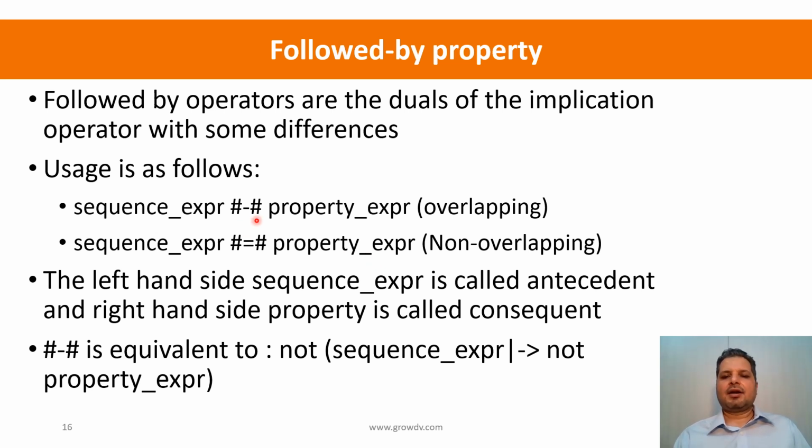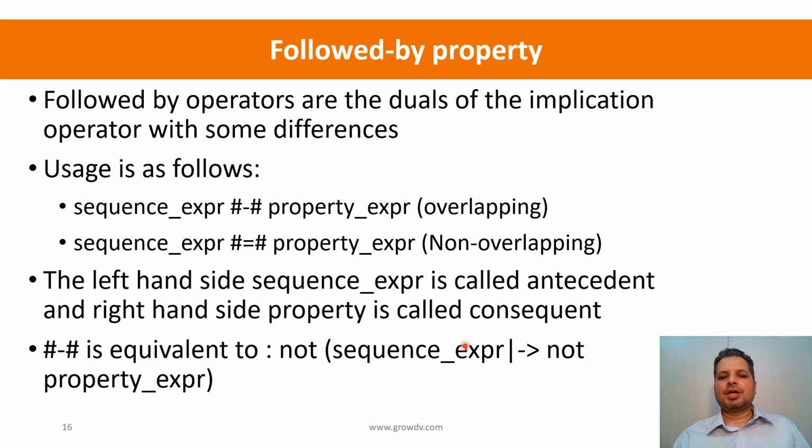Of course, there are differences. Just hold your thoughts over there, and when we see the examples, it will become more clear. But the bottom line is, all that it is trying to say is this property expression must be following this sequence expression either in overlapping or non-overlapping form. That's all. We have seen sequence concatenation, we have seen implication operators, so it's very similar to that. Okay, so a non-overlapping followed-by operator is actually equivalent to not of your sequence expression with a non-overlapping implication, and again a negation of the property expression.